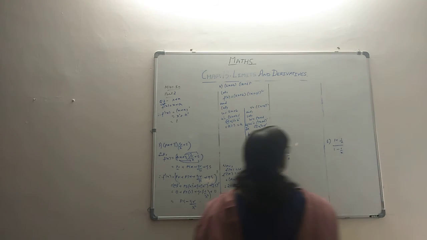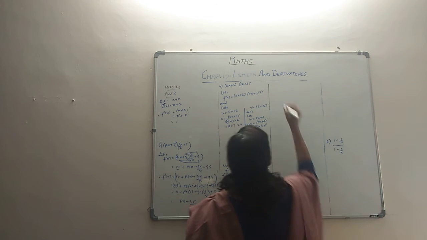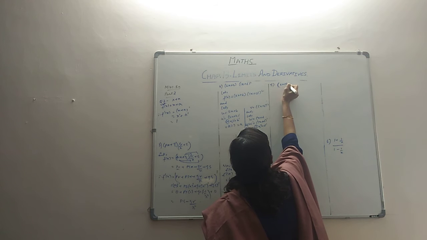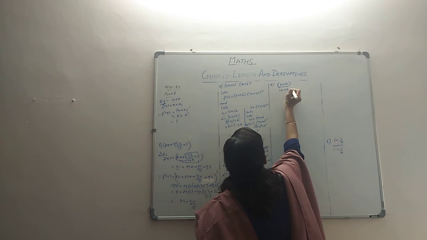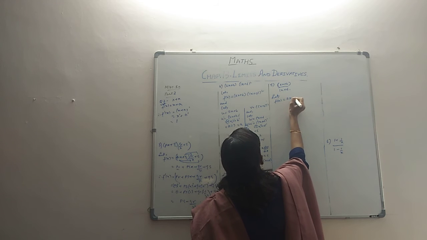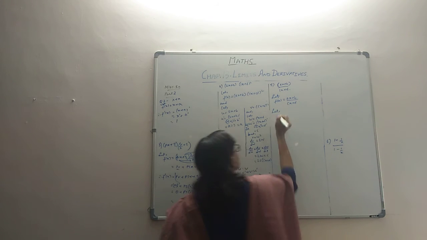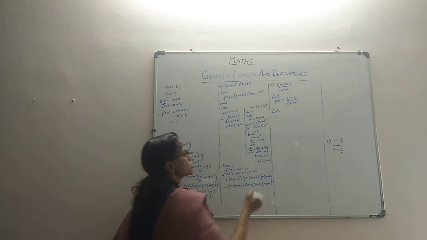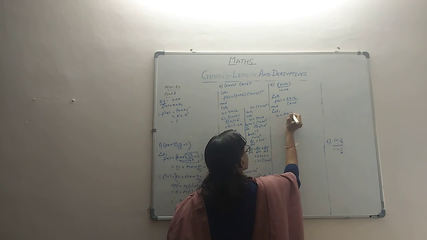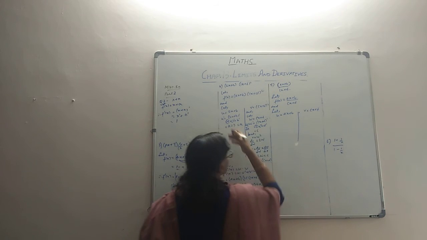The fifth question is pretty simple, it's not so tough. ax plus b by cx plus d. So let's take this as f. Let f of x be equal to ax plus b by cx plus d. Now we will take it as a quotient so that it goes easily for us. So let u become ax plus b and v become cx plus d.